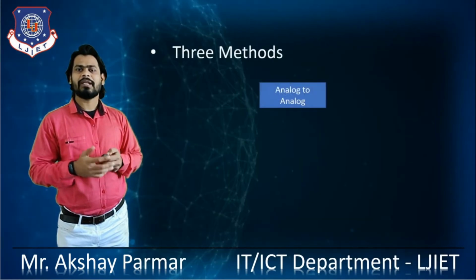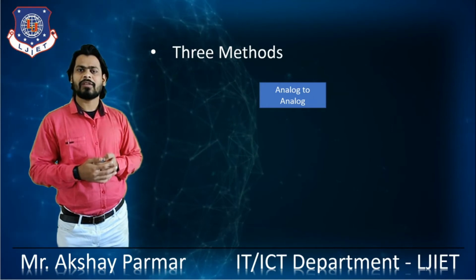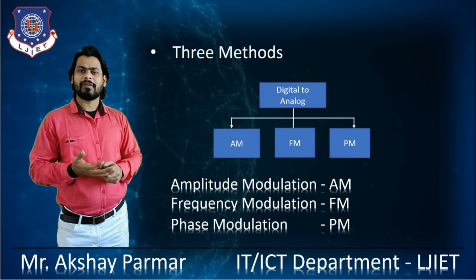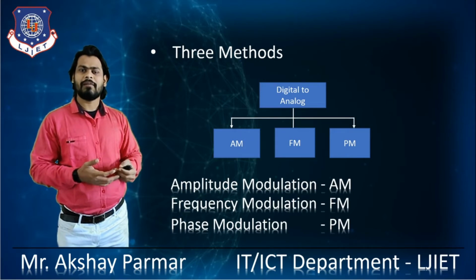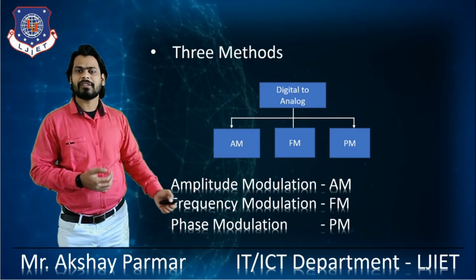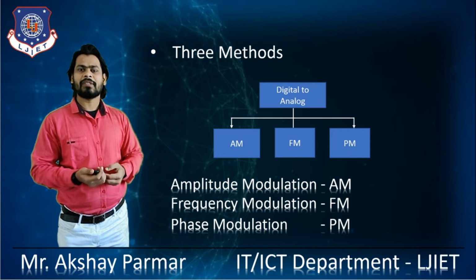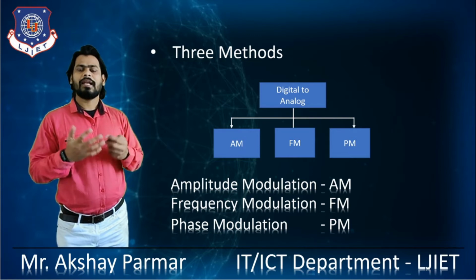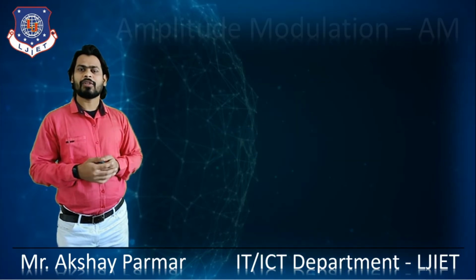After that, there are mainly three methods of analog to analog conversion. They are amplitude modulation, frequency modulation, and phase modulation, denoted as AM, which stands for amplitude modulation, FM, which stands for frequency modulation, and PM, which stands for phase modulation, right? So these are its three techniques. Let's begin with amplitude modulation first.